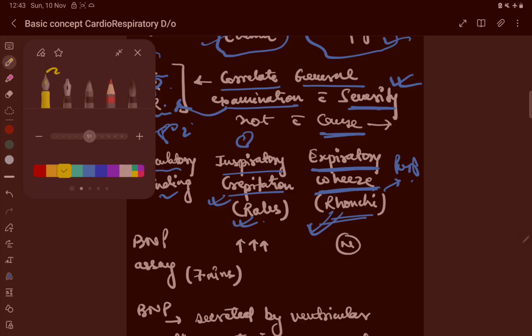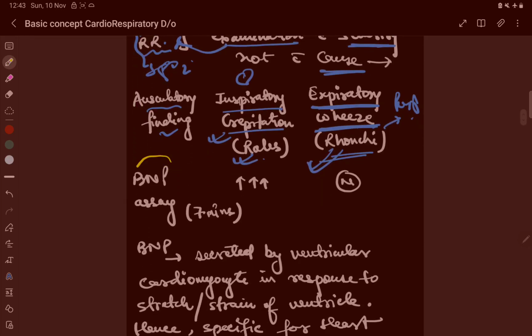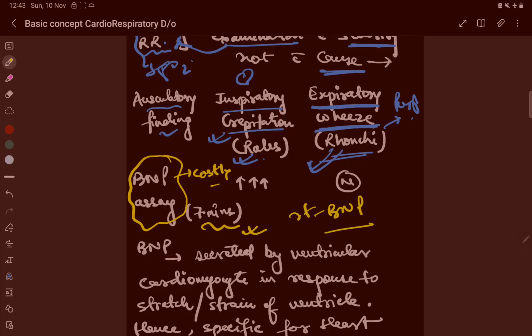So the very important assay is the BNP assay. It will take around 7 minutes to diagnose. It is costly, yes, it's costly, but every patient who is admitted is done with the BNP. Okay, so RT-BNP assay we do, and it will be highly increased in case of acute heart failure, while it is normal in the respiratory cause. So while doing BNP we can exclude respiratory from cardiac.